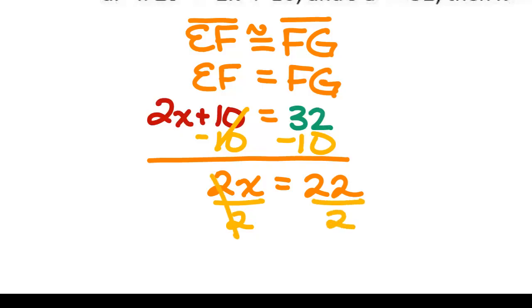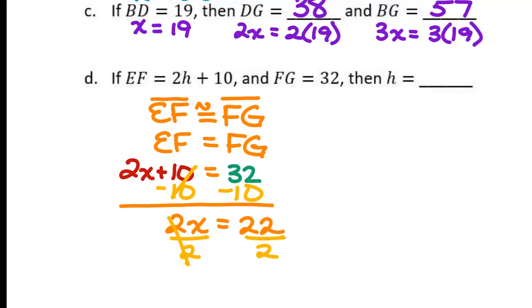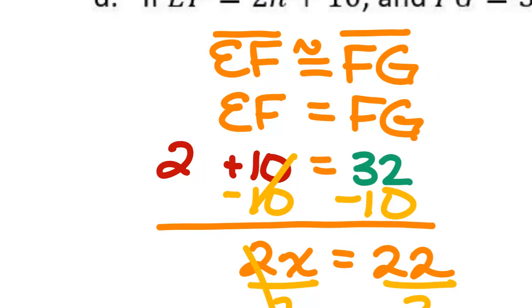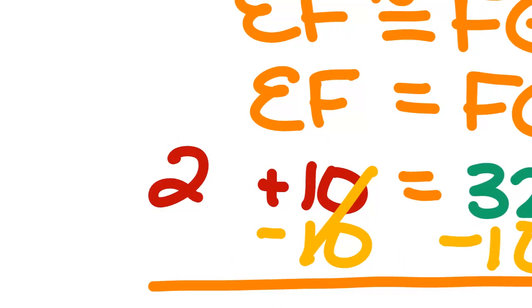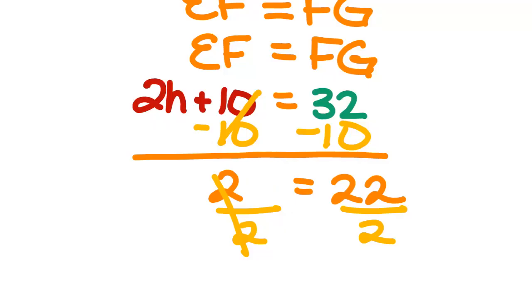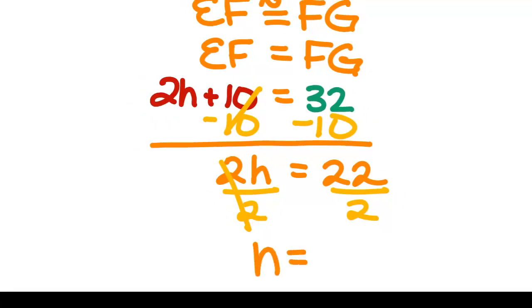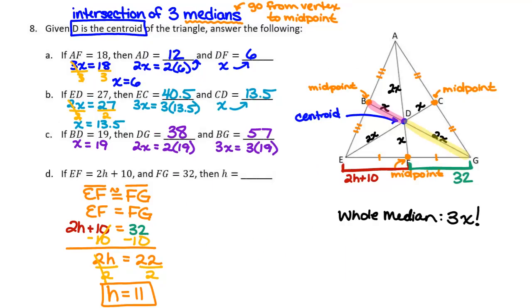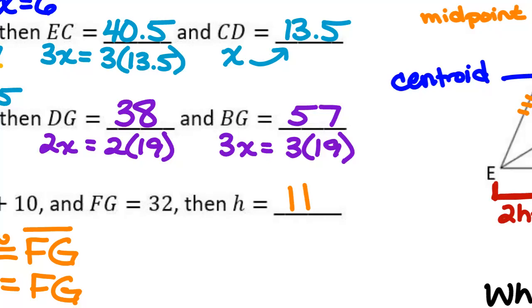And that means we find out that x is how big? Or sorry, not x. What should I have been writing this whole time? H. Thank you for correcting me. Should be h, not x. My apologies, guys. Let me go through and fix that. There we go. So h is 11. Very nice work.